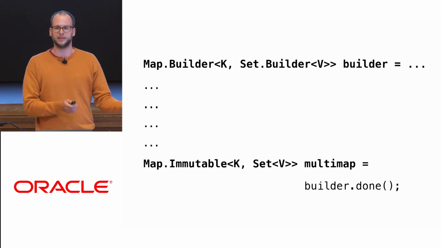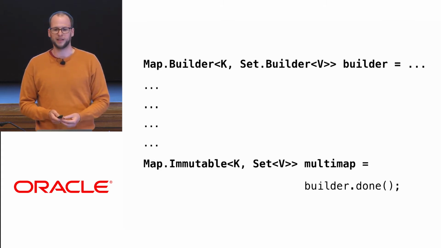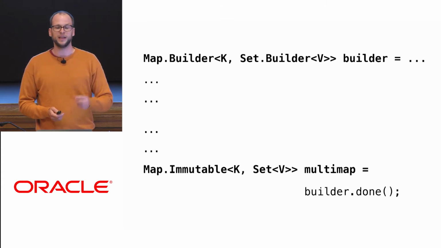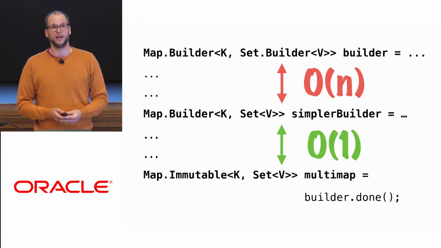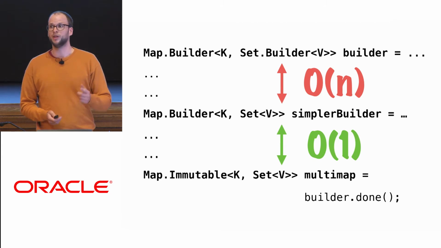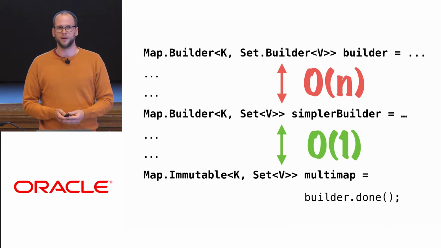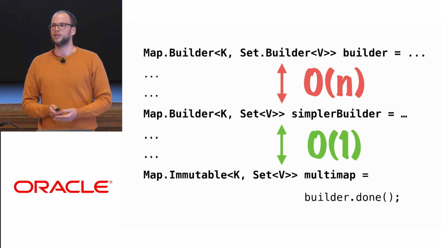We can nest set builders in map builders, as we nest sets in maps. But here you see the abstraction breaking down, because suddenly, instead of a single conversion, you have a linear-time conversion. That is because we first have to iterate over all the nested set builders and close them, before we can yield our final multimap. So what I'm saying here is, while you can compose immutable maps and sets with each other, the builder abstractions don't compose.